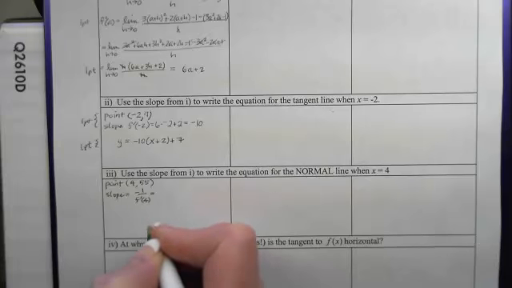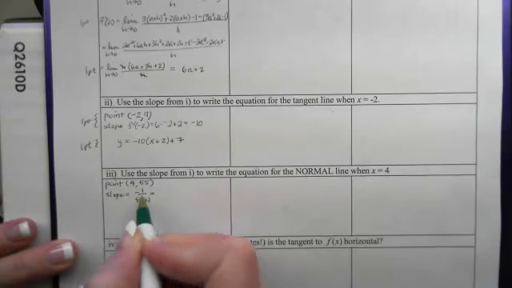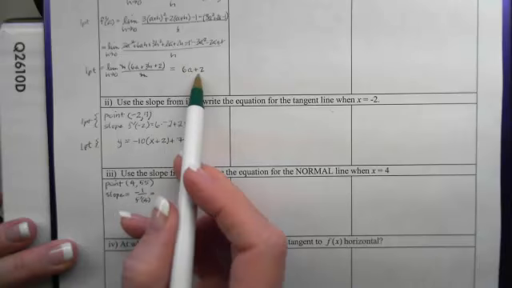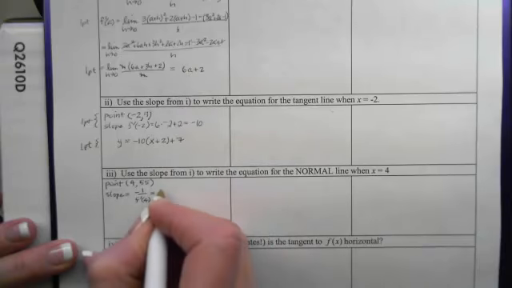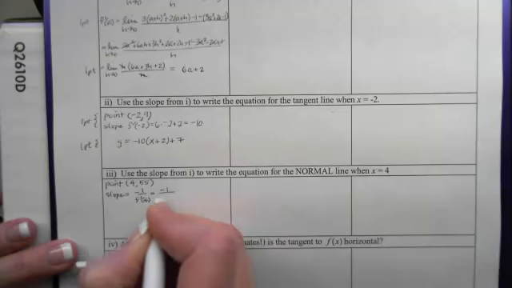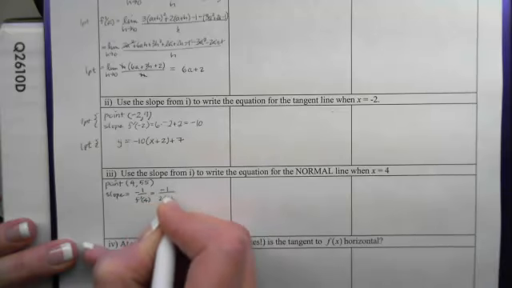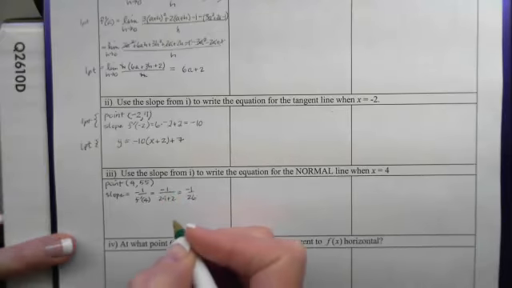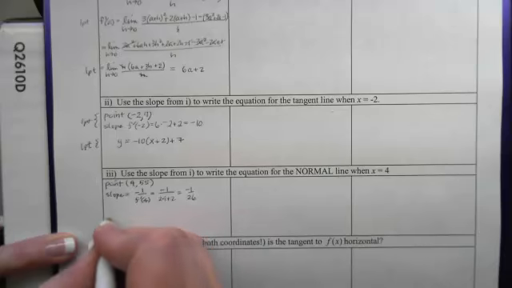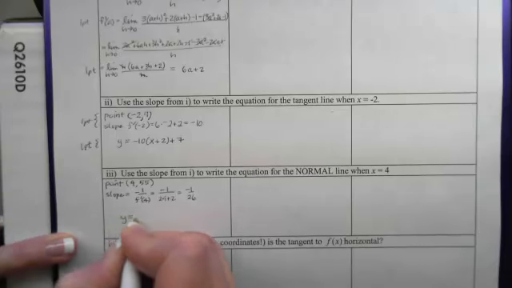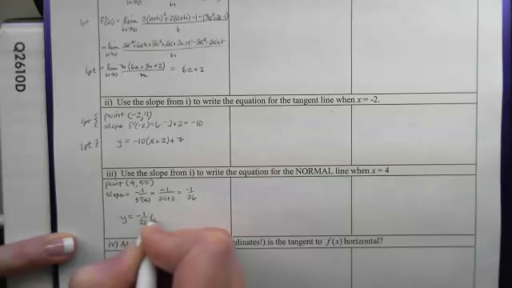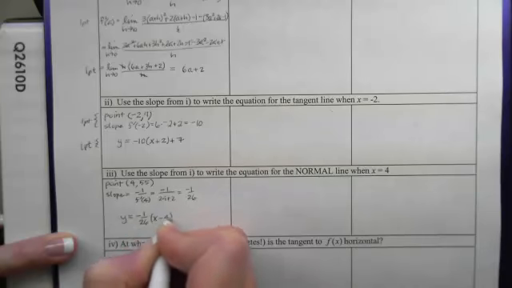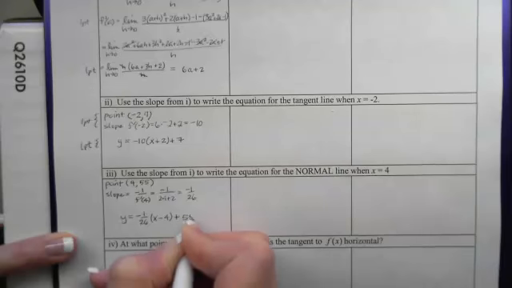To get the slope, remember f prime is this 6a plus 2. So if I plug a 4 in and then take its opposite reciprocal, I will get a negative 1 over 6 times 4 plus 2, or negative 1/26. Once I have the slope and I have the point, I can write the equation of the line, which is y equals the slope times x minus the x-coordinate plus the y-coordinate.